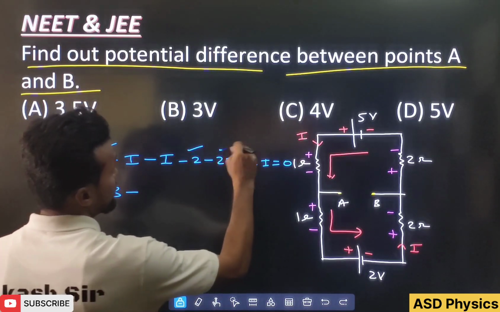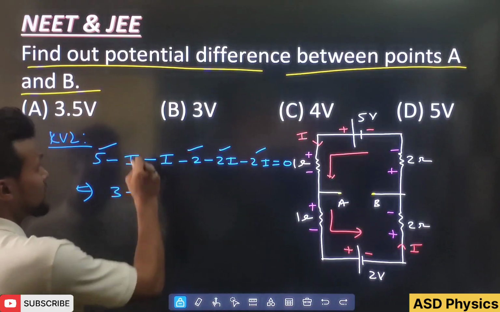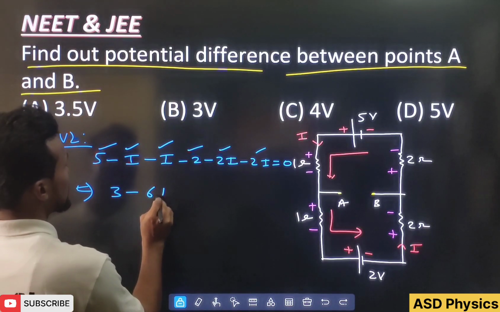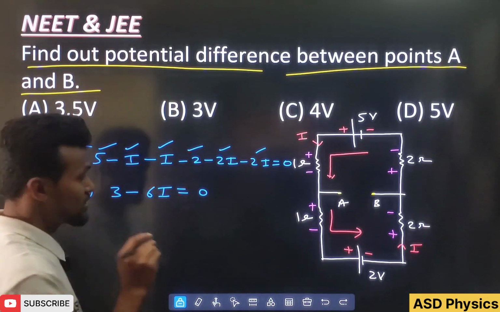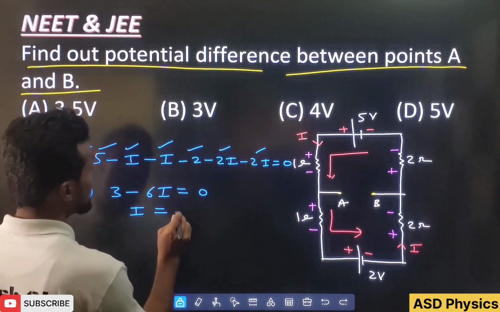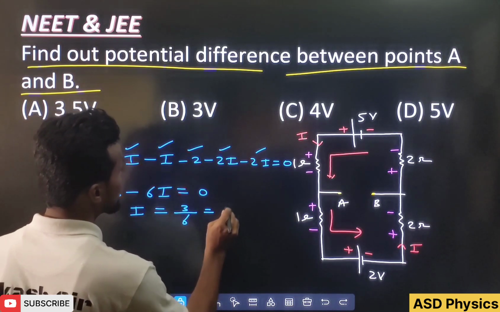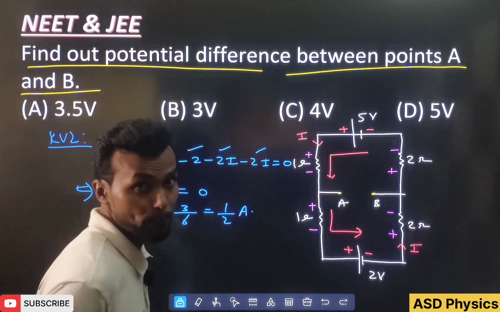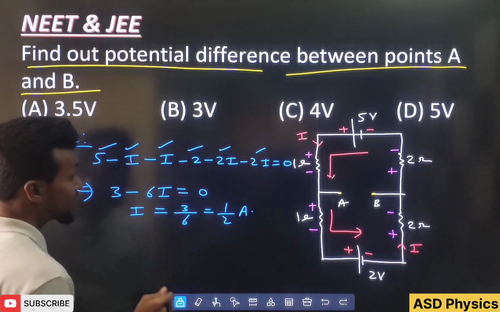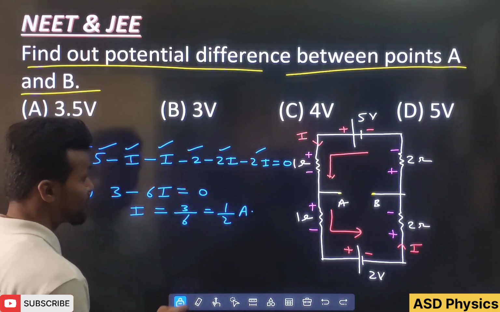3. And see here, minus 2I, minus 4I, minus 5I, minus 6I. So 3 minus 6I is equal to 0. When you simplify this, it will come 3 by 6, and how much will it come? It will come 1 by 2 ampere. But what do we have to calculate? We have to calculate here the potential difference.